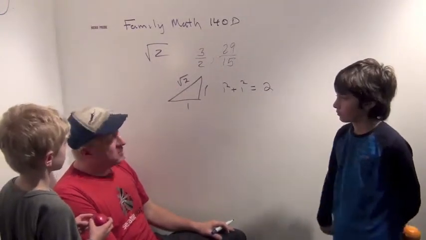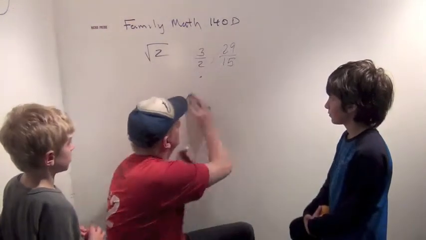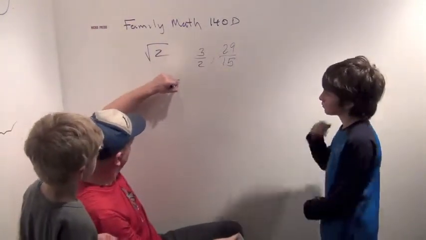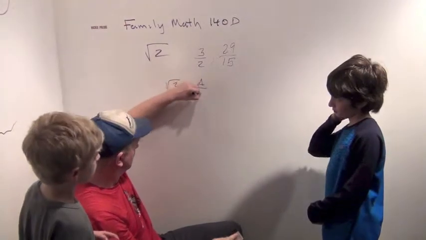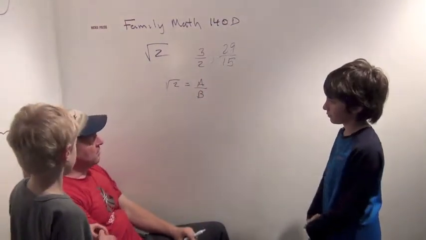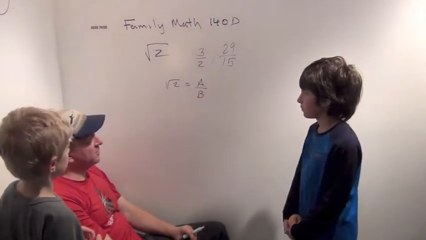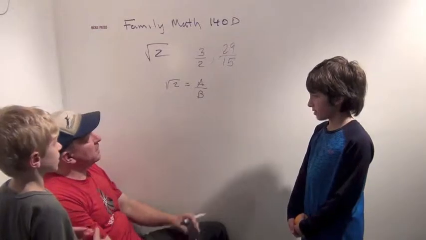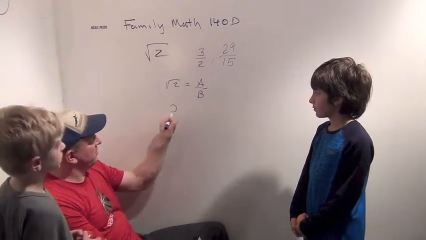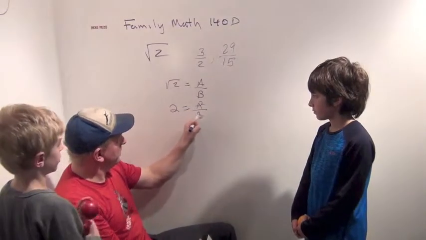Do you remember? We've talked about the proof of this. Do you remember how that goes? If you assume the square root of 2 is rational, the square root of 2 equals a over b in lowest terms, right? And then we found something that was lower terms than that. How does this proof go? Well, we square both sides. Okay, so we square both sides. We say 2 equals a squared over b squared.